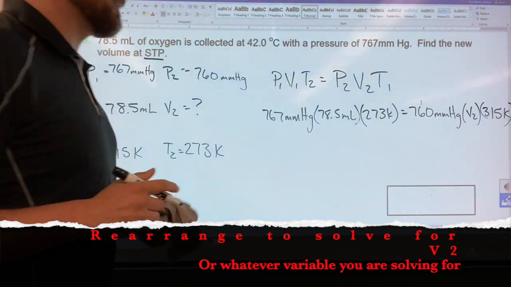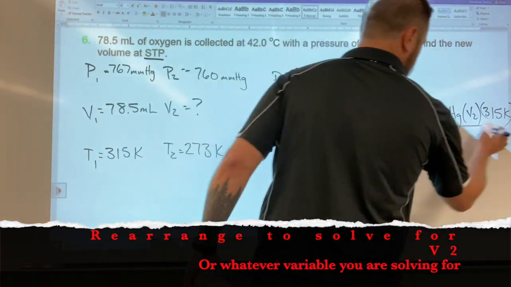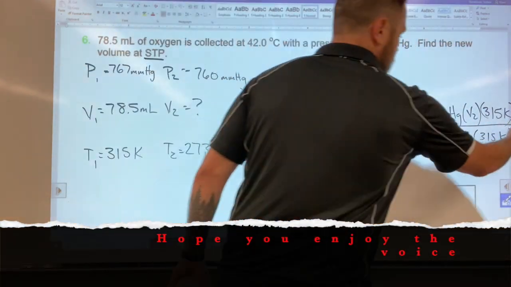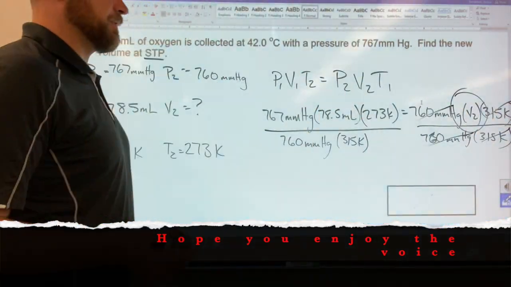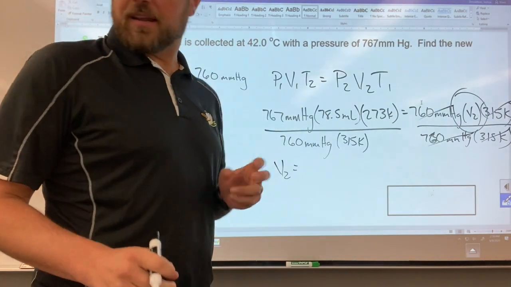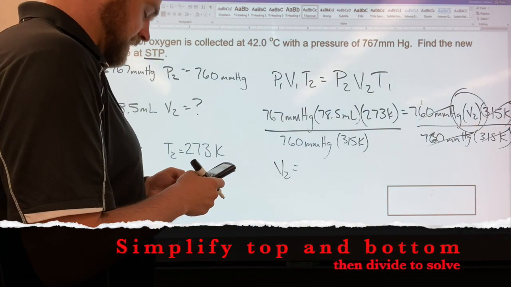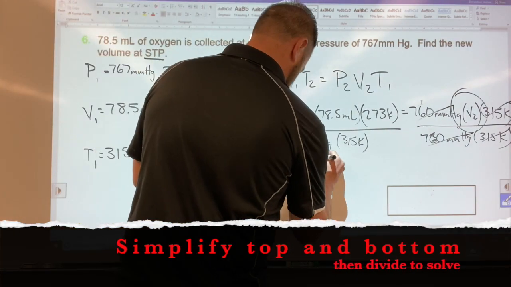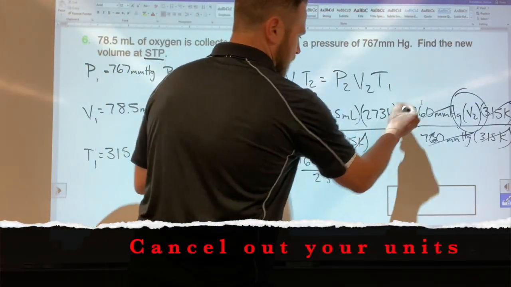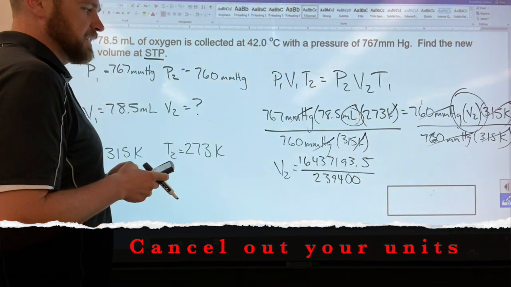Okay, now you rearrange this equation to solve for V2. So we're going to divide both sides by 760 millimeters of mercury and 315 Kelvin. So temperature goes away, pressure goes away, we're left with V2, and we can simplify this up with V2 is equal to. Now, I would highly recommend that you simplify the numerator and then simplify the denominator. Okay, looking at units, K goes away, millimeters of mercury goes away, we're left with milliliters.